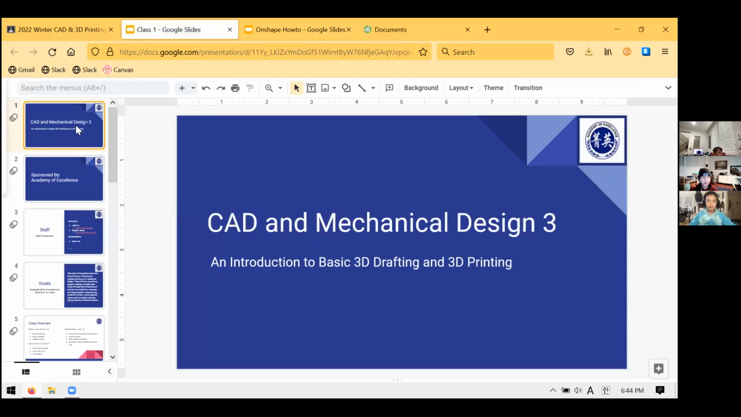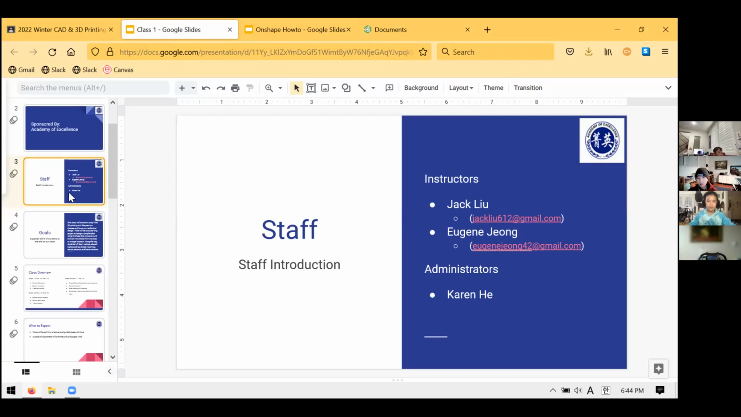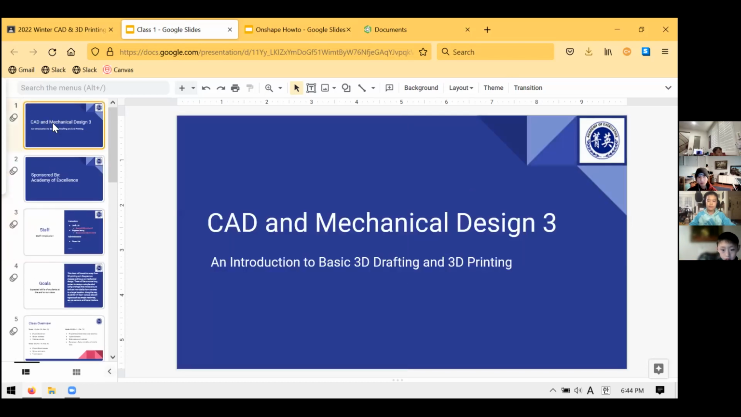This first day, I guess our biggest goal is to make sure everyone is up to speed and is ready to jump into our CAD 3 class using Onshape. So to introduce myself, my name is Eugene. I'm going to be the instructor for this class. I'm currently in college. I'm a third-year student studying mechanical engineering. So computer-aided design and mechanical design, kind of the two main subjects of this class, is something that I'm really interested in and something that hopefully I can bring some light to you guys.